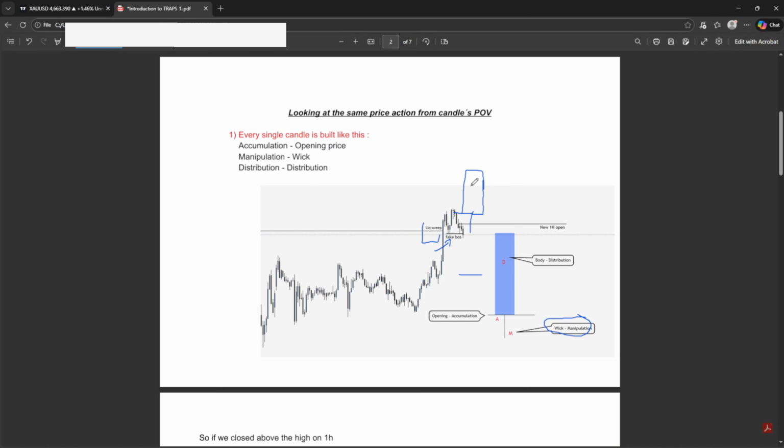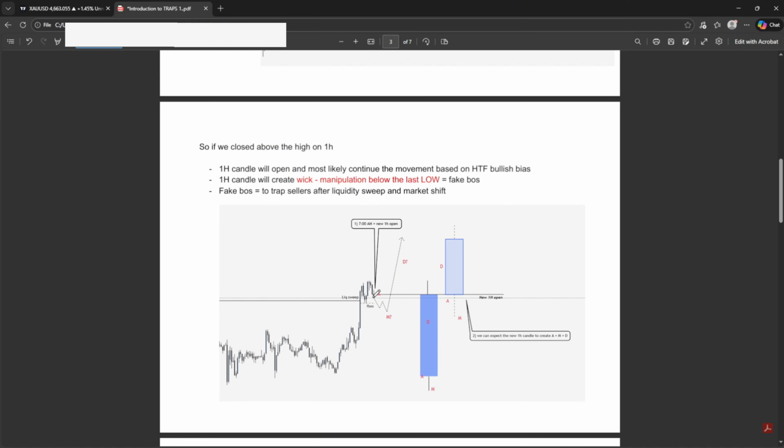I use it on specific time frames and specific pairs, because it works the best with the pairs I'm trading. So right here, as you can see, we got 7 a.m., new opening of the hourly candle. So we can expect the next hourly candle to be like this. A wick to create this fake BOS, to create manipulation, where we can catch our entry point, and then we can exit the trade once the body is being printed. As you can see, everything is set in this PDF. If you want it, it's in the description.